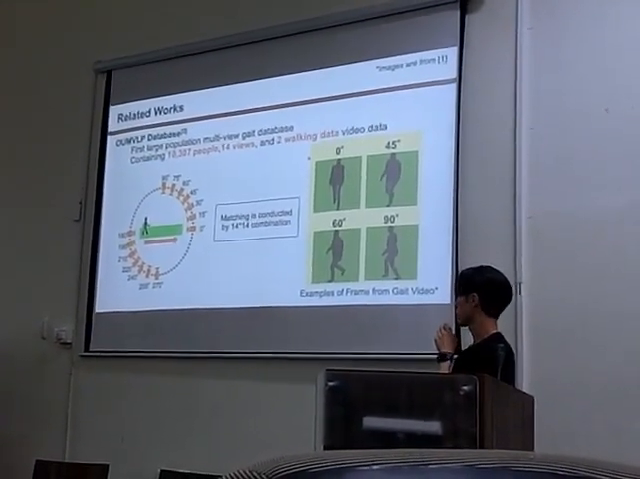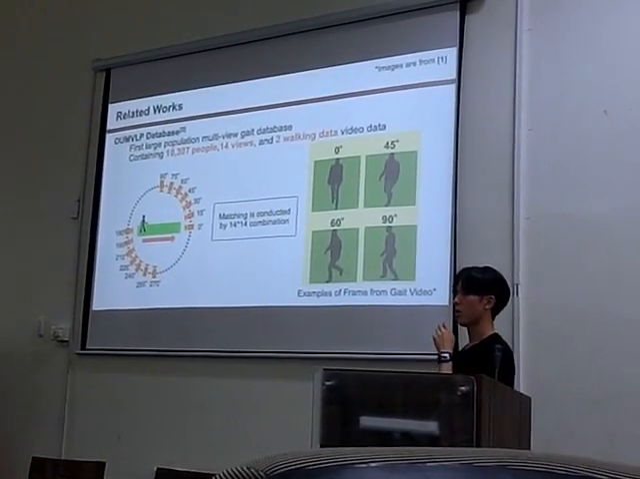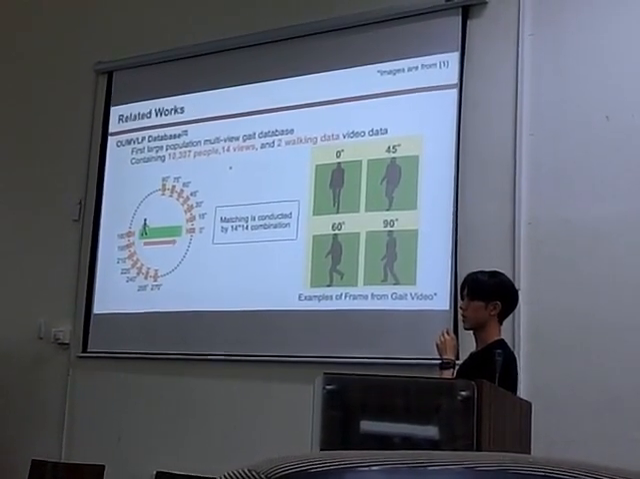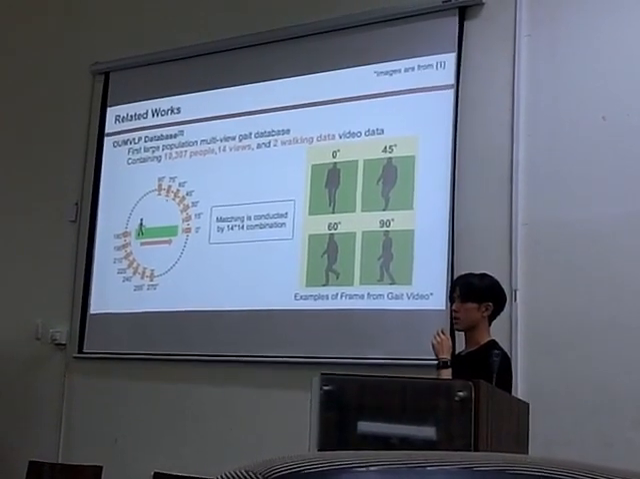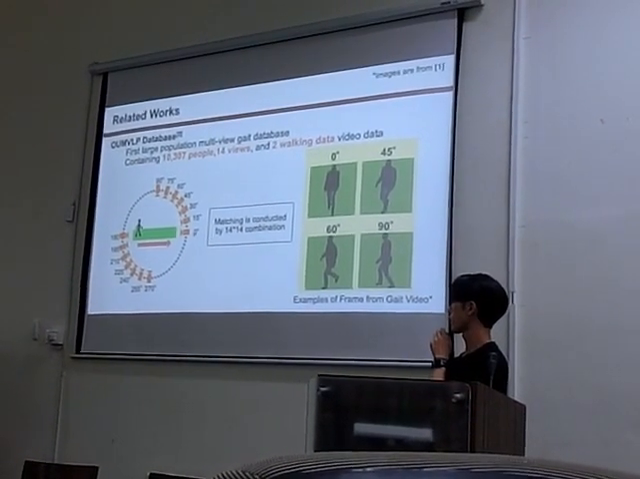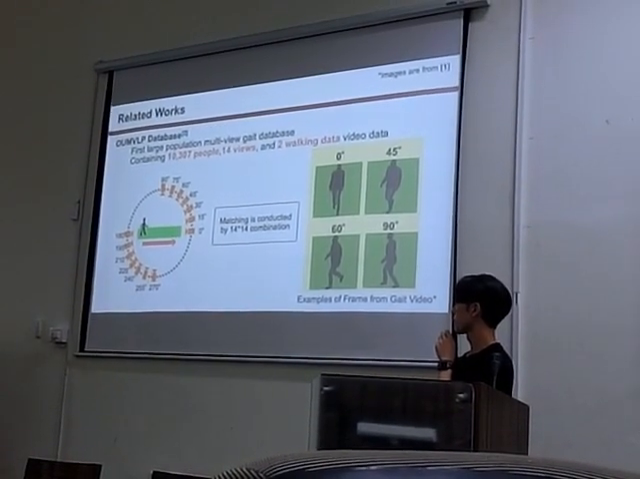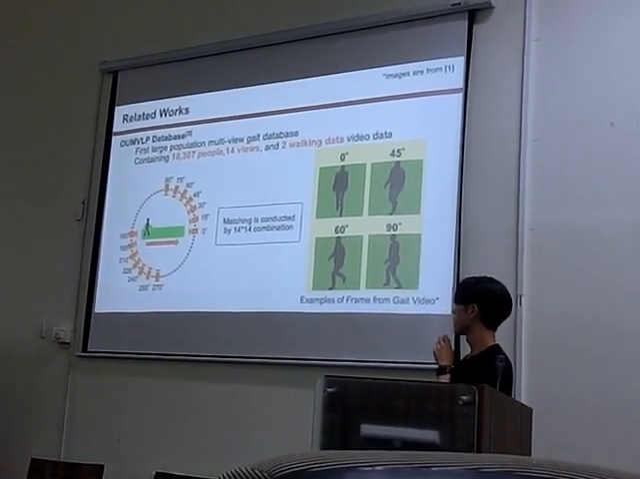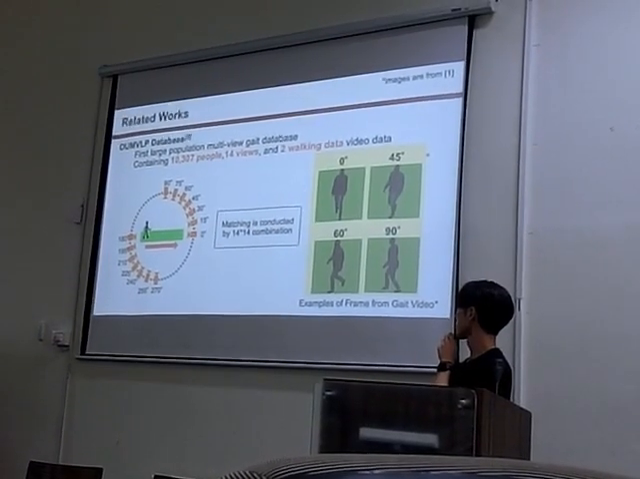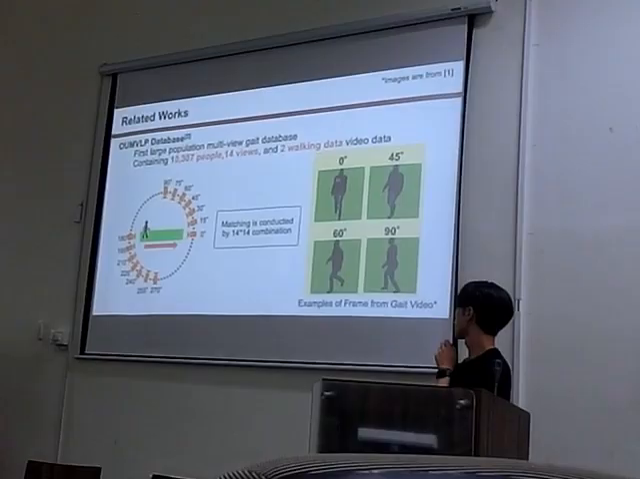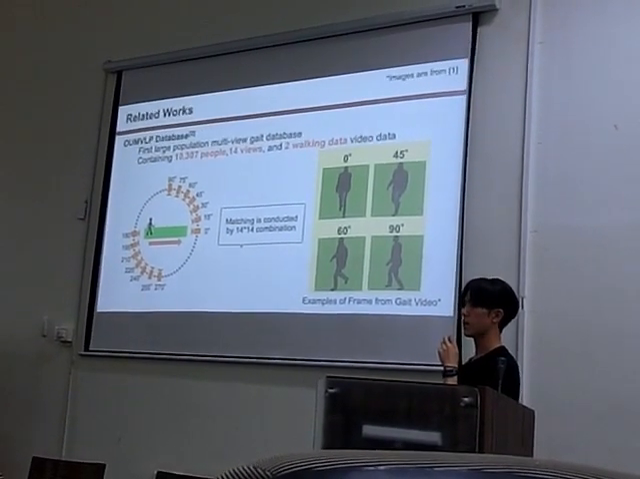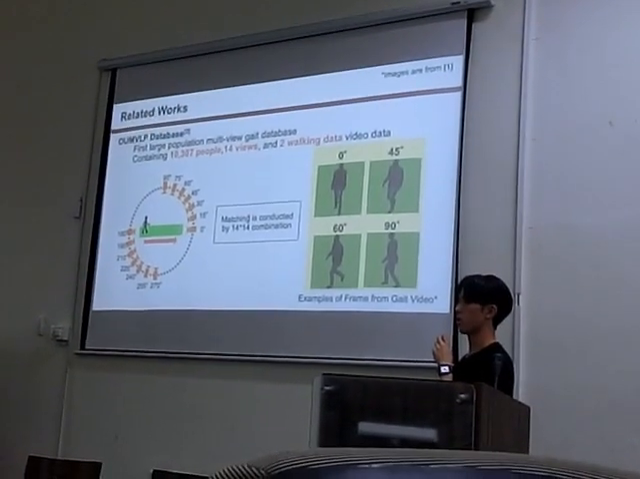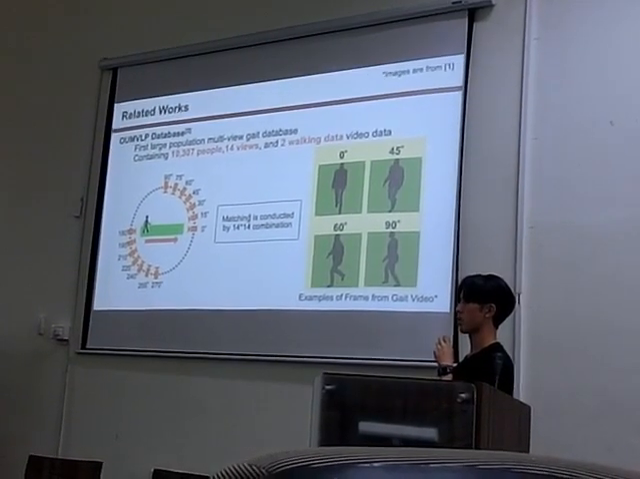So I introduce the OU-MVLP database. This is the first large population gait database with large view variation. People were filmed with 14 video cameras, and the cameras captured the people's walking scenes. Here I show some examples. Then the matching is conducted over the 14 by 14 combinations, so there are 196 kinds of results.